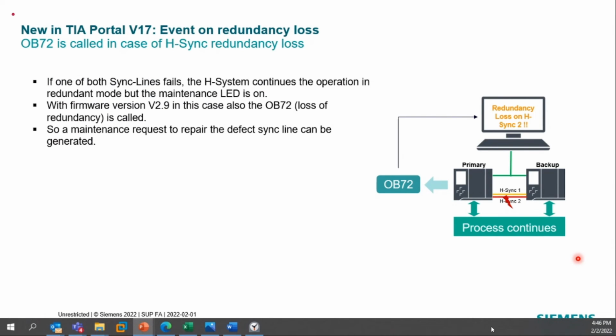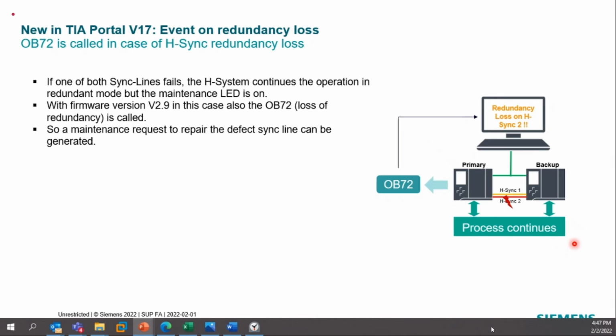This is a very important feature that came with version 17, that is OB72, which is the H sync redundancy loss. In the case of a 1500H system, if a sync cable fails, the synchronization is still available, and you can switch over from primary to backup and backup to primary without the second cable. But the maintenance LED will glow, and nobody will know whether there is an error unless they go to the PLC panel, because only that maintenance LED is lit.